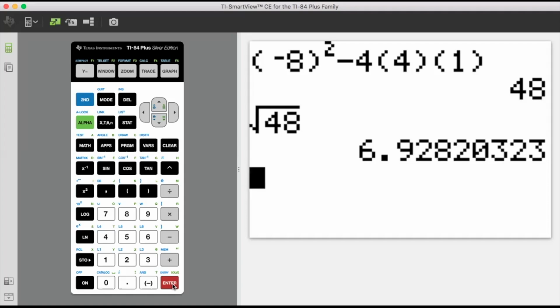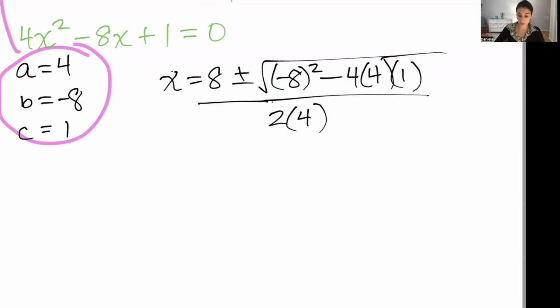If you're asked to round to the nearest tenth, then that's fine. So to recap, whenever you're asked to give an answer in simplest radical form, if you noticed on the calculator, I did not do the square root. You only do what's underneath the square root, which is called the discriminant, by the way.